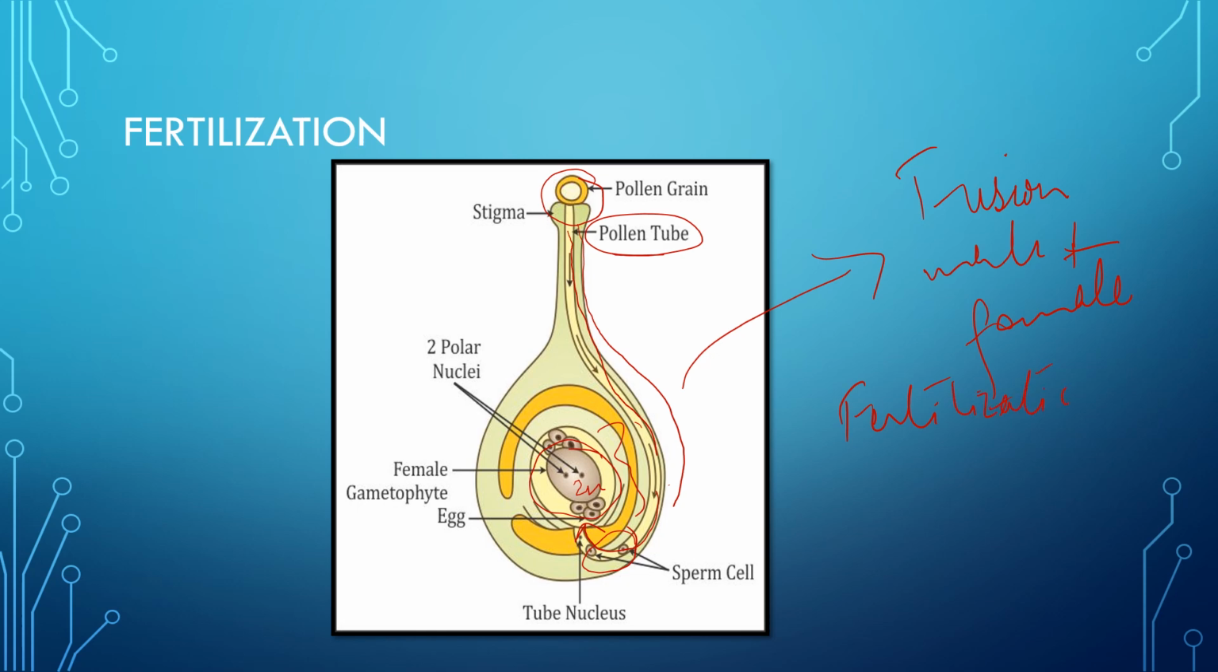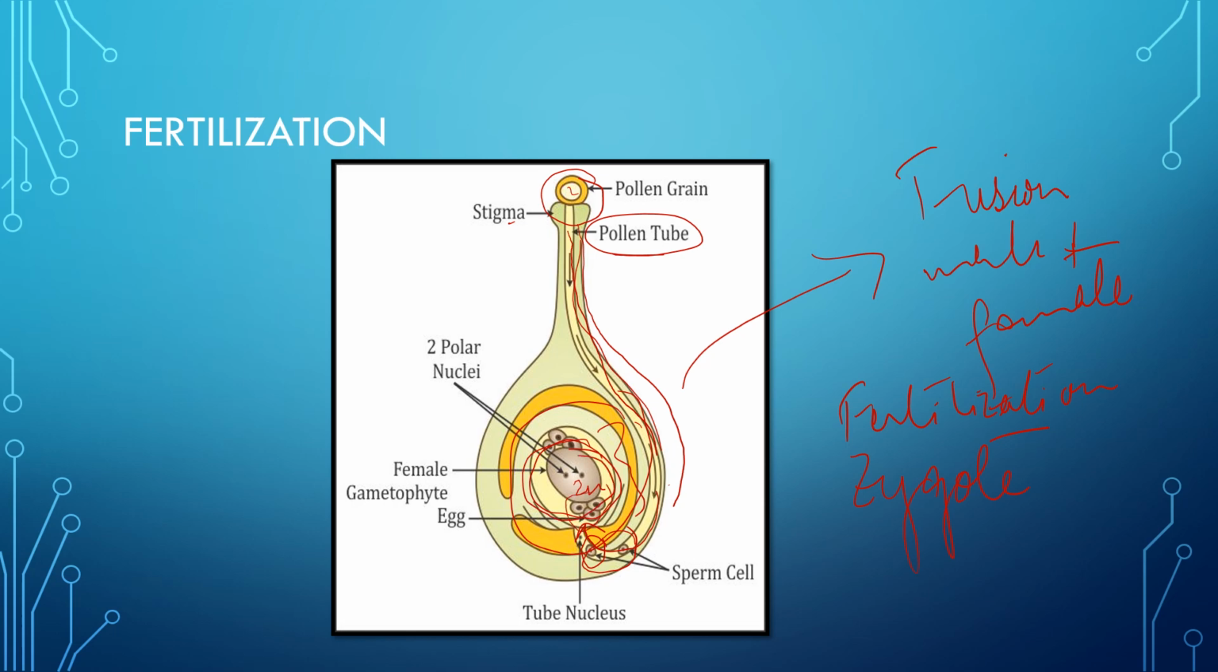The single cell that is the result of this fertilization is called the zygote. So the steps of fertilization are here. You can see the pollen is falling on the stigma, the pollen tube is getting extended. Now this nucleus is dividing, and here the egg cell also is there, and there are two polar nuclei.